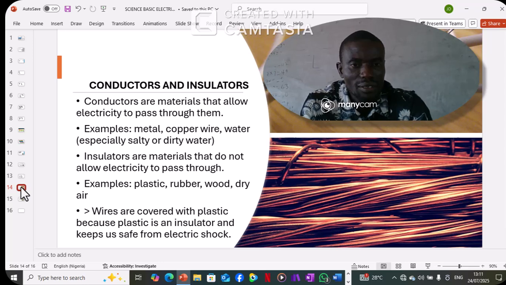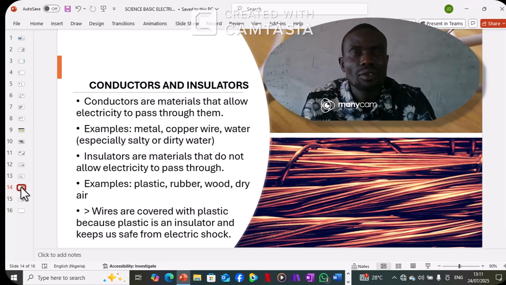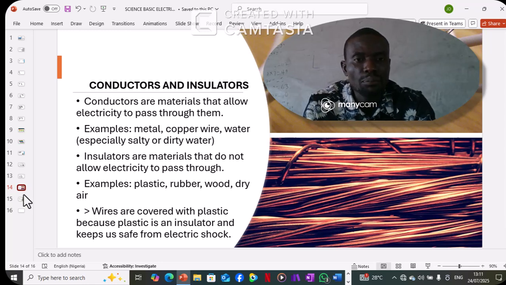Now, what is a conductor? Conductors are materials that allow electricity to pass through them, like copper wire. Examples are metals, all metals. All metals allow current to pass through them, like copper wire.